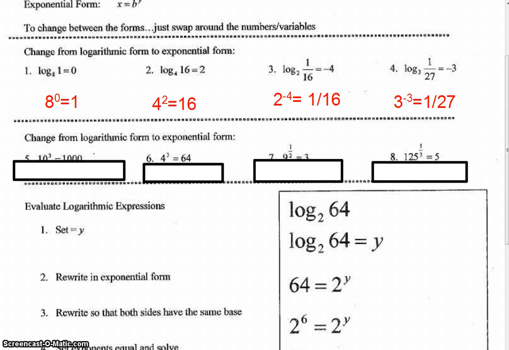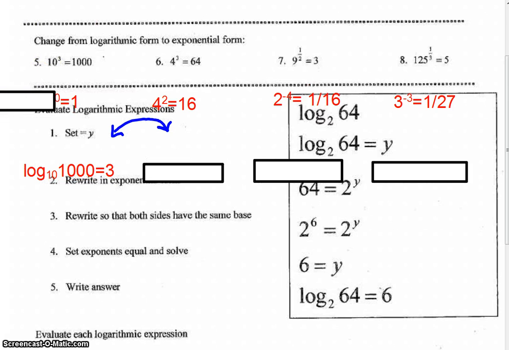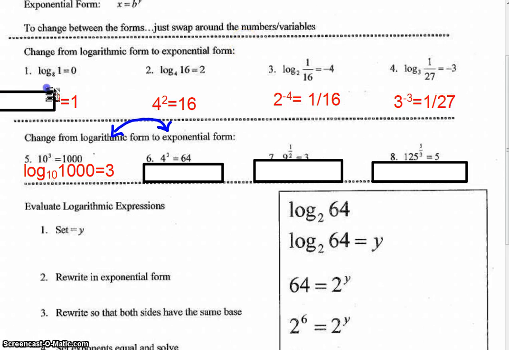So going from exponential to logarithmic, your base is still your base. The base becomes the little number. So if we have 10 to the third, it becomes log base 10 of 1,000 equals 3. Okay, your base stays your base, and then the other numbers swap.